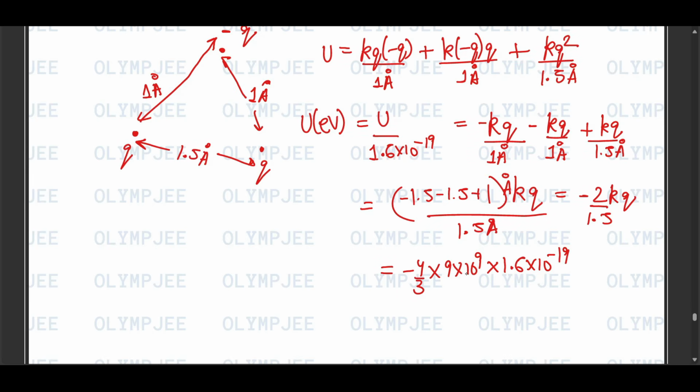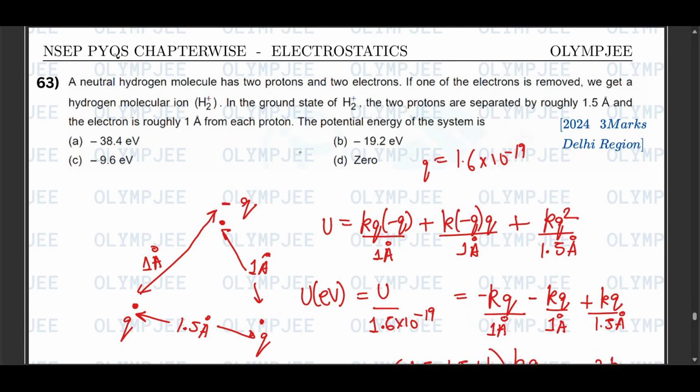And there will be, since this was in Armstrong, so this will be 10 raised to power minus 10. So this will be equal to approximately minus 19.2 electron volt. So the answer is option B.